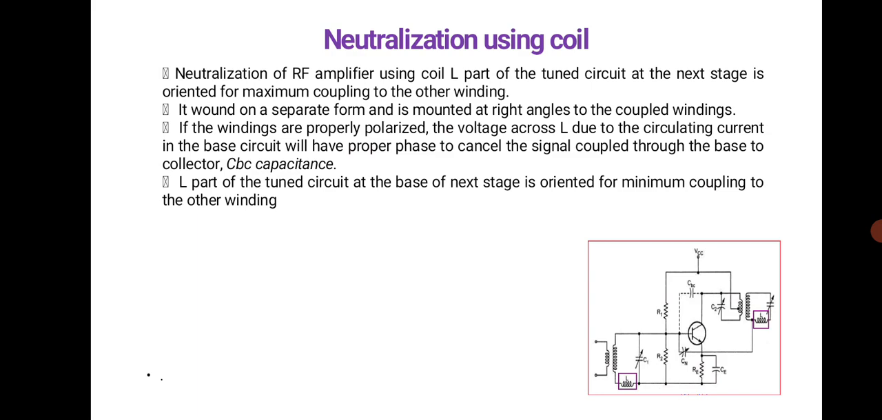Neutralization of an RF amplifier using coil L, part of the tuned circuit at the next stage, is oriented for maximum coupling to the other winding. It is wound on a separate form and is mounted at right angles to the coupled windings. The windings are properly polarized. The voltage across L, due to circulating current in the base circuit, will have proper phase to cancel the signal coupled through the base to collector, that is the CBC capacitance. So the L part of the tuned circuit at the base of the next stage is oriented for minimum coupling to the other winding.